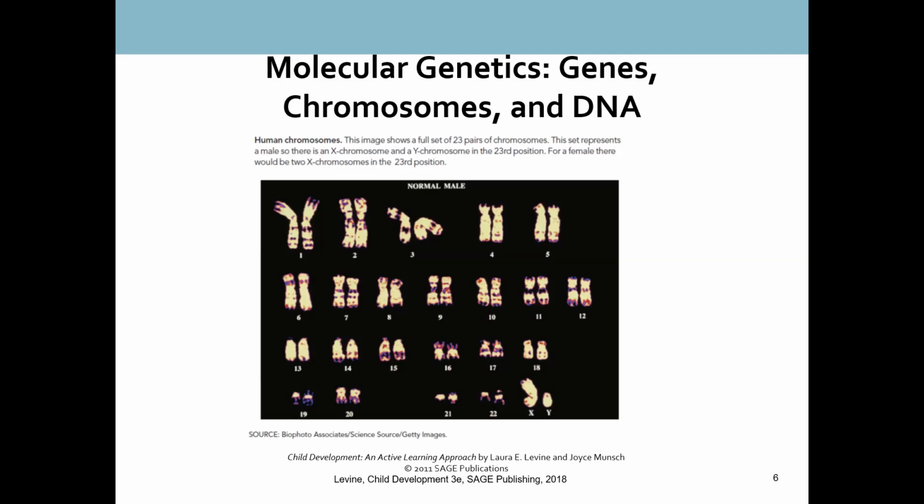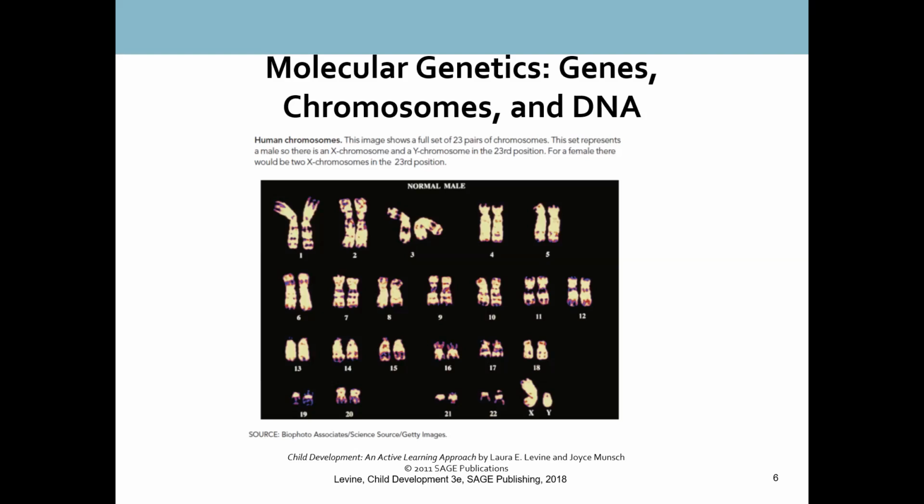So here's a picture of 23 pairs of chromosomes. You can tell that this is a male because it's labeled normal male, but also because if you look at the 23rd pair, you see an X chromosome with a Y chromosome. So take note right now of how much shorter and smaller the Y chromosome is compared to the X chromosome. This will be important later when we look at something called X-linked inheritance. All the other pairs, the autosomes from 1 to 22, you can see that they match up in size.